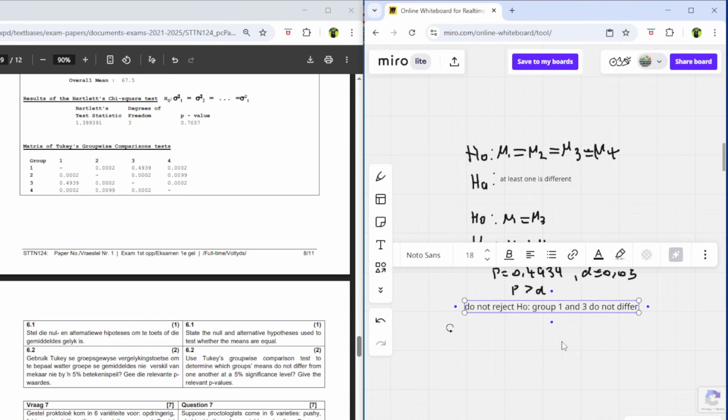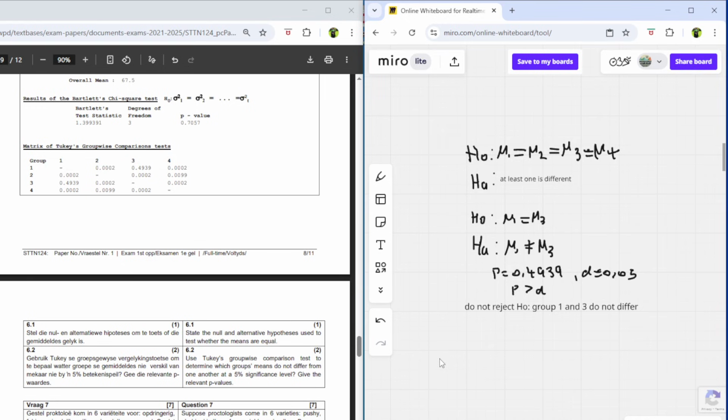So basically, this question wanted only this part. But if you can't see it just by looking at these numbers, you need to do all this for all of them. So it's group 1 and group 2, group 1 and group 3, group 1 and group 4, group 2 and group 3, group 2 and group 4, and group 3 and group 4. So you're going to do 6 of them aside, and then you're going to check which ones do not differ, because the question says do not differ.